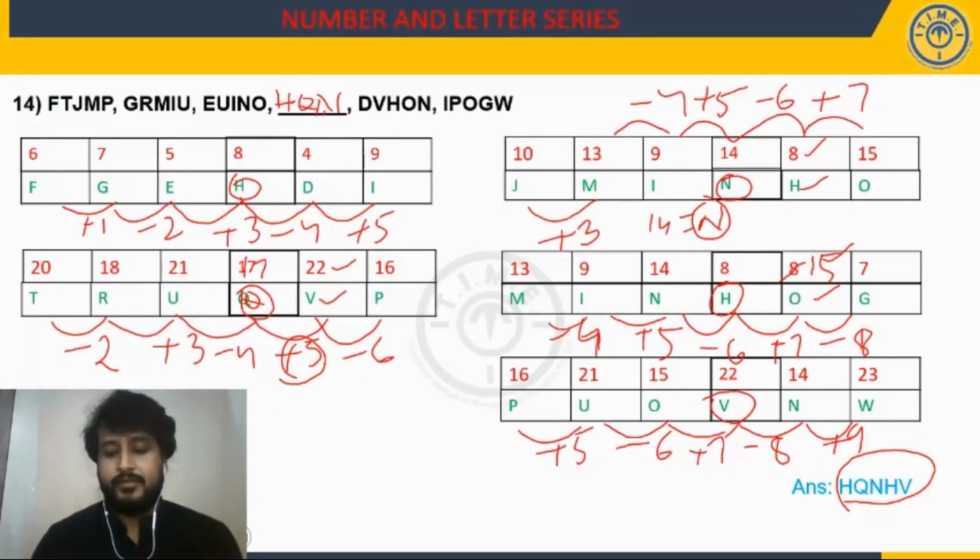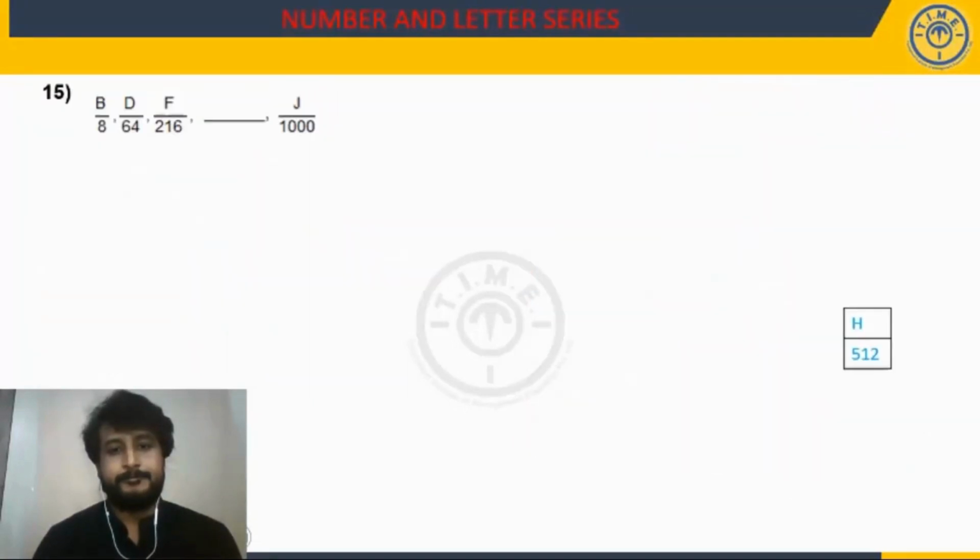Now let's see question number 15. B by 8, D by 64, F by 216, J by 1000. By looking at the numbers 8, 64, 216, 1000, I can clearly say that these numbers are perfect cubes. 8 is which number's cube? 2 cube. 64, 4 cube. 216, 6 cube. And 1000, 10 cube. That is clearly visible.